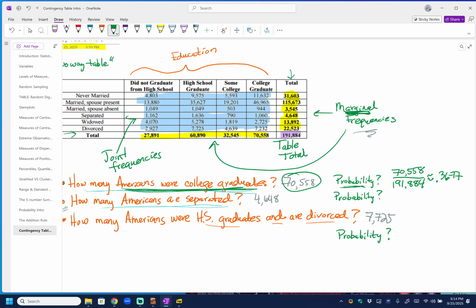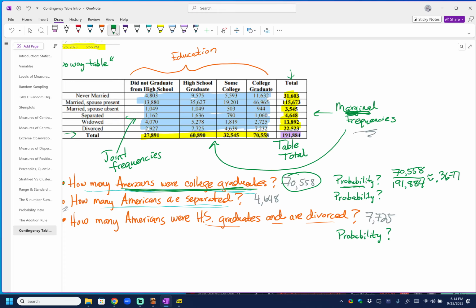Notice again, though, what are you doing with a joint probability? You're finding the total number of Americans that are college graduates, which we determined was 70,558, and we're taking that out of the table total.